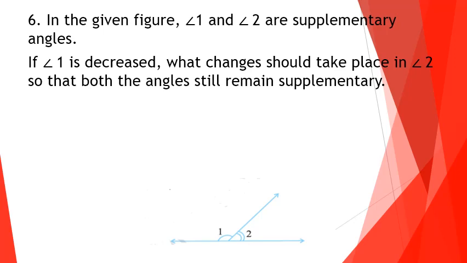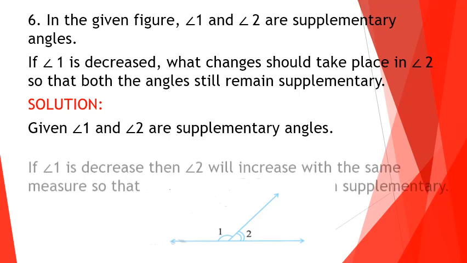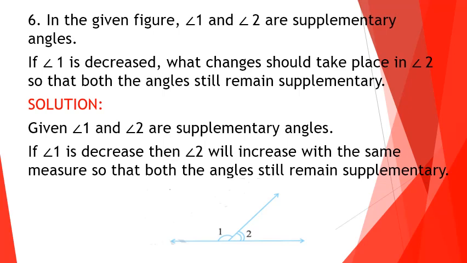That means if angle 1 is decreased, then angle 1 will become an acute angle and angle 2 will become an obtuse angle. So if angle 1 is decreased, angle 2 will increase with the same measure so that both angles still remain supplementary. Now we can write the answer. Given angle 1 and angle 2 are supplementary angles. If angle 1 is decreased, then angle 2 will increase with the same measure so that both the angles still remain supplementary.